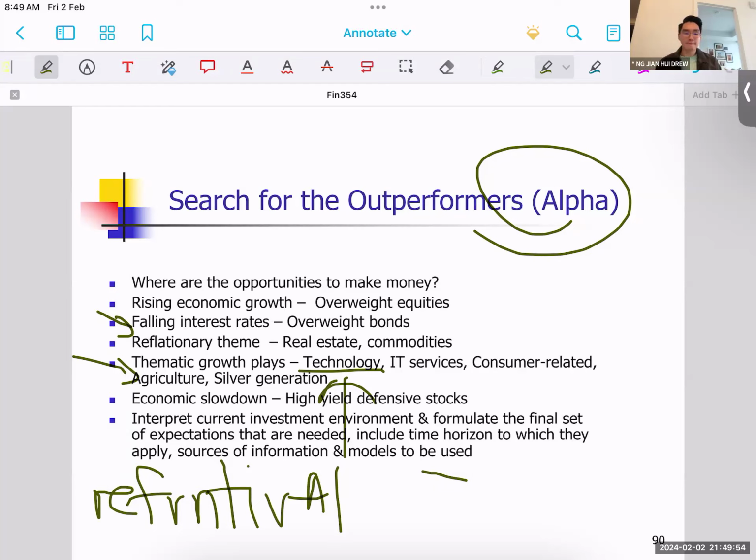When the economy slows down, you go into more defensive stocks. This kind of makes sense, right? You go into stocks like utilities, maybe even medical stocks, based on the market conditions.